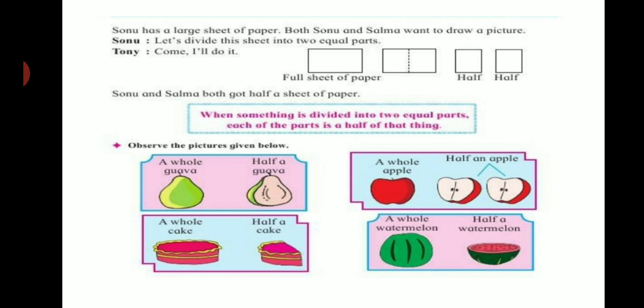When something is divided into 2 equal parts, each of the parts is a half of that thing. Now you can observe the pictures given below. A whole guava, half a guava. A whole apple, half an apple. A whole cake, half a cake. A whole watermelon, half a watermelon. This is how we can see one half of a whole.